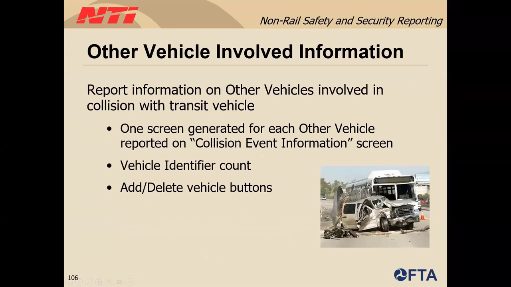If you indicated on the collision event screen that another vehicle was involved, the other vehicle information screen will appear. This screen gathers information about non-transit vehicles or vehicles involved in the collision. If more than one other vehicle is involved, you will need to complete one other vehicle involved information form for each motor vehicle involved. Vehicle counts are included on the form as well as options to add or remove vehicles.